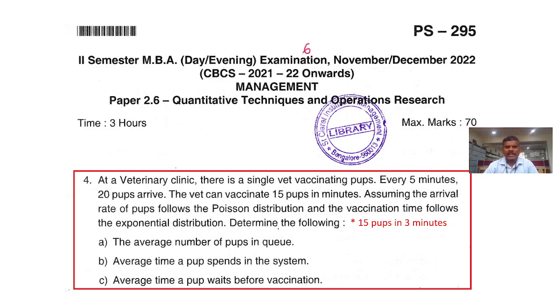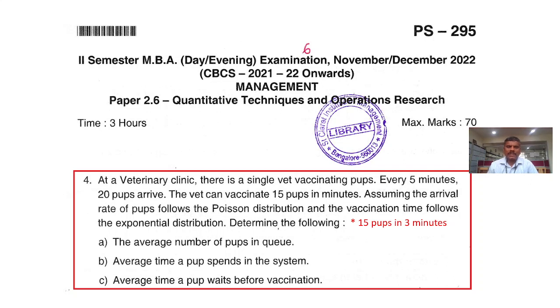At a veterinary clinic, there is a single vet vaccinating pups. Every 5 minutes, 20 pups arrive. The vet can vaccinate 15 pups in minutes. Please take that as 15 pups in 3 minutes. Assuming the arrival rate of pups follows the Poisson distribution and the vaccination time follows the exponential distribution.